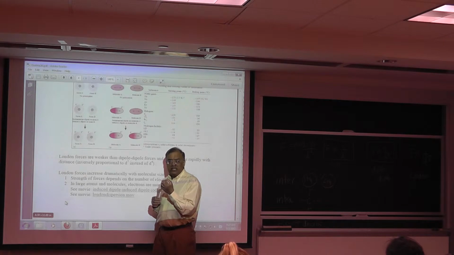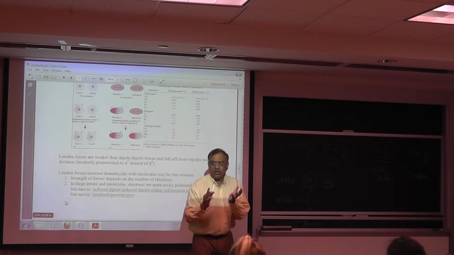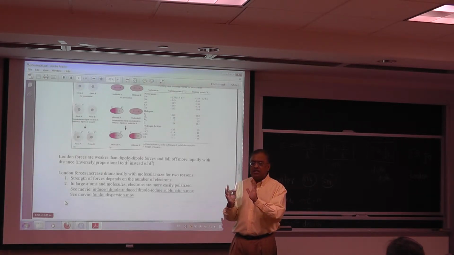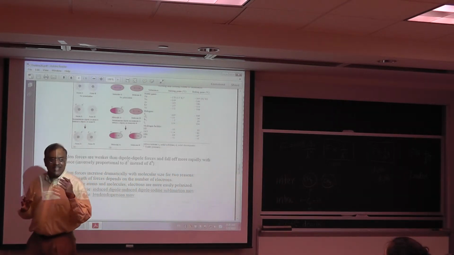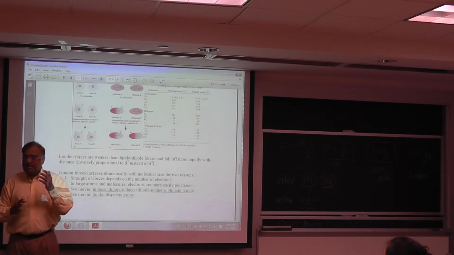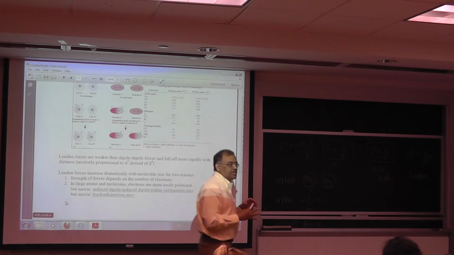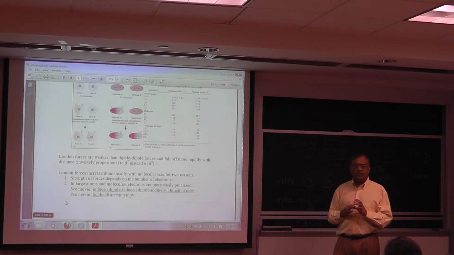Polarizability is a quantity that measures how the electron distribution around an atom and a molecule can be perturbed. If the electron density around an atom or a molecule can be perturbed very easily, then we say that atom or that molecule has a high polarizability. If the electron density cannot be perturbed easily, we say that the atom or molecule has a low polarizability.